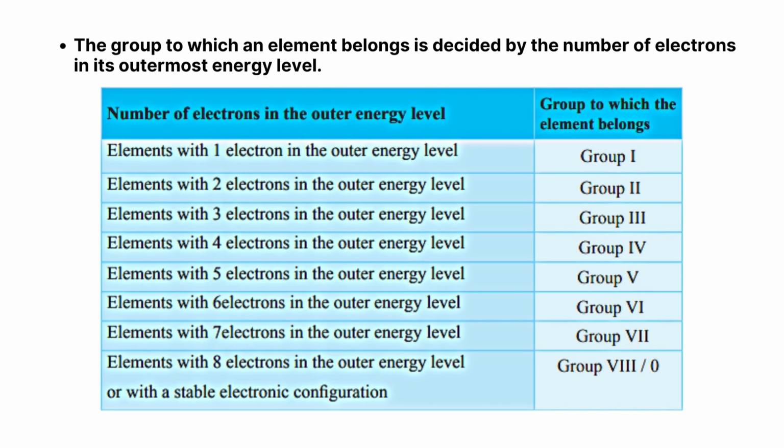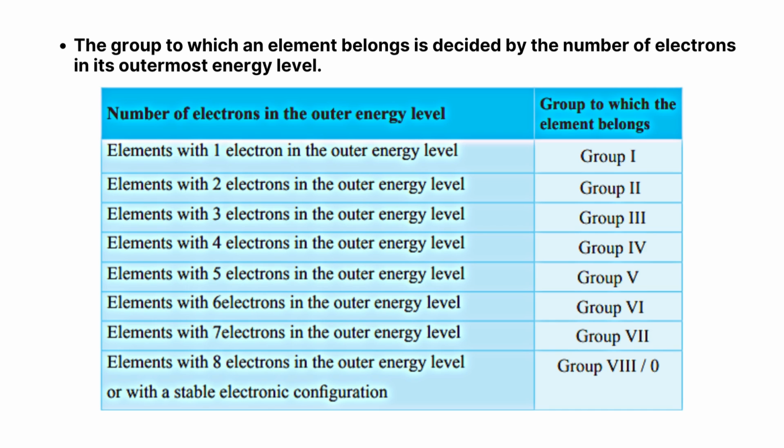Here you can see, if the element has only 1 electron it belongs to group 1. Element has 2 electrons, it's group 2. 3 electrons, group 3. 4 electrons in the outermost energy level, group 4. 5 electrons in the valence shell, group 5. Valence electrons are the number of electrons in the outermost energy level. Then valence electron 6 belongs to group 6. 7 electrons in the valence shell, group 7. And 8 electrons in the outermost energy level, then the element belongs to group 8 or group 0.